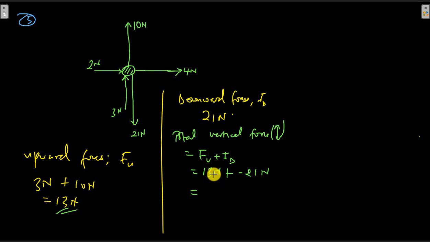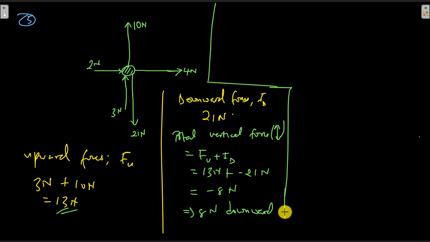So what's the resultant here? That's 8 newtons, negative 8 newtons. So what does this mean? This actually means 8 newtons in the downward direction. That's what the negative sign implies.